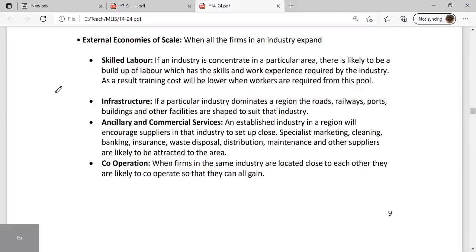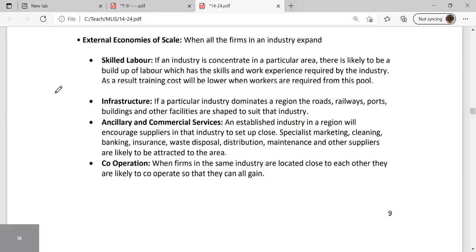And then ancillary and commercial services. Ancillary means supportive industry. Think about ready-made garments. All the related industries like marketing, cleaning, banking, insurance, waste disposal, distribution and maintenance are not directly related to you, but they are supporting things that are very much required to run any industry, right? If these develop, all the firms in that region will enjoy it.